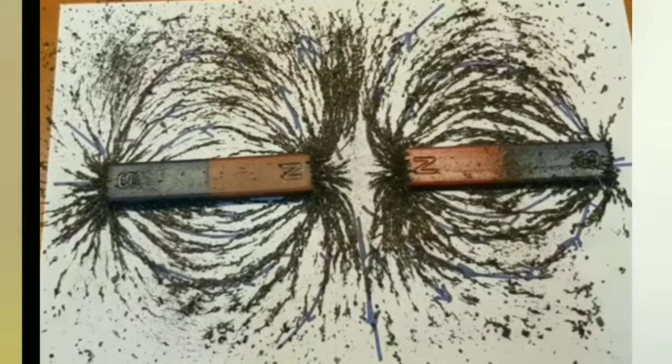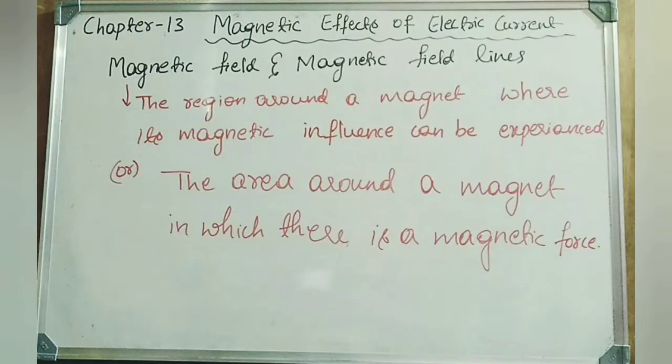Using these 2 points we can easily define what a magnetic field is and what magnetic field lines are. We know that when we are connecting Wi-Fi from one phone to another phone or one device to another device, it has a certain distance range, right?